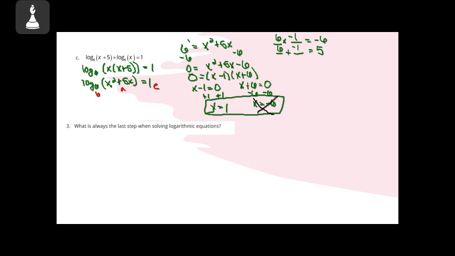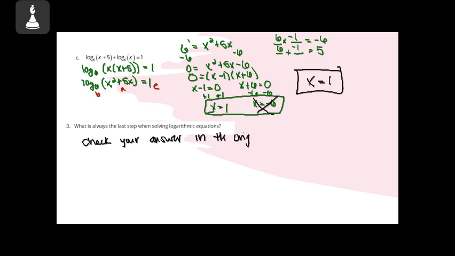Which is why we have this question here for number 3. What should always be your last step when solving these log equations? You should always check your answer in the original problem, okay? The log value here has to be positive. If you get this, that is not a solution. It will not work.